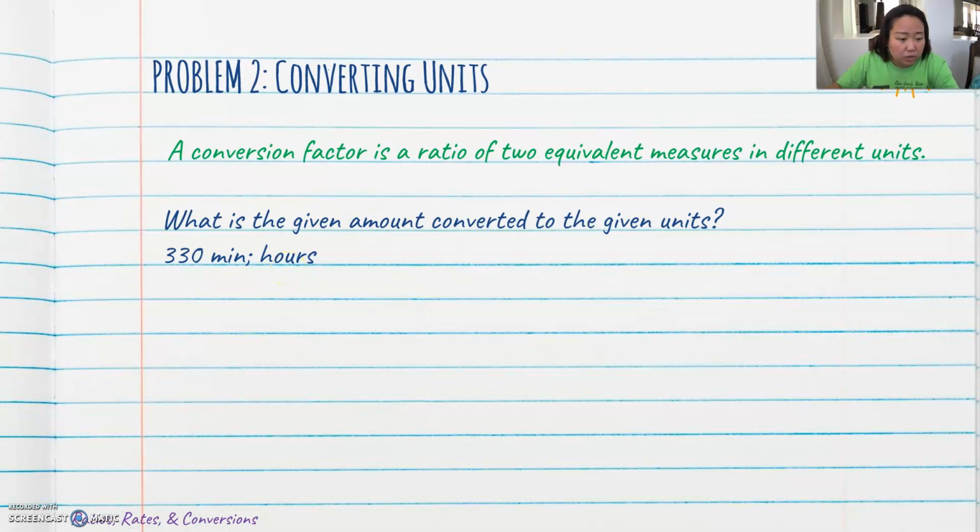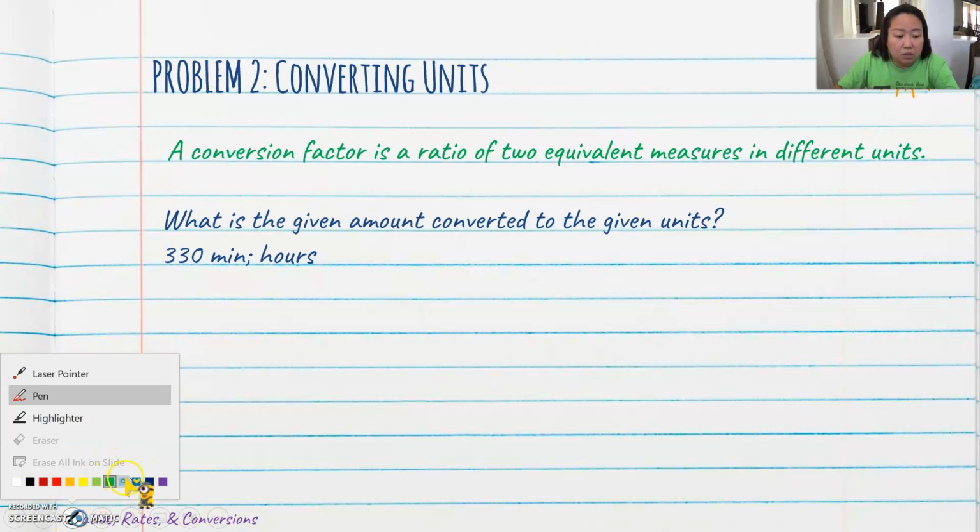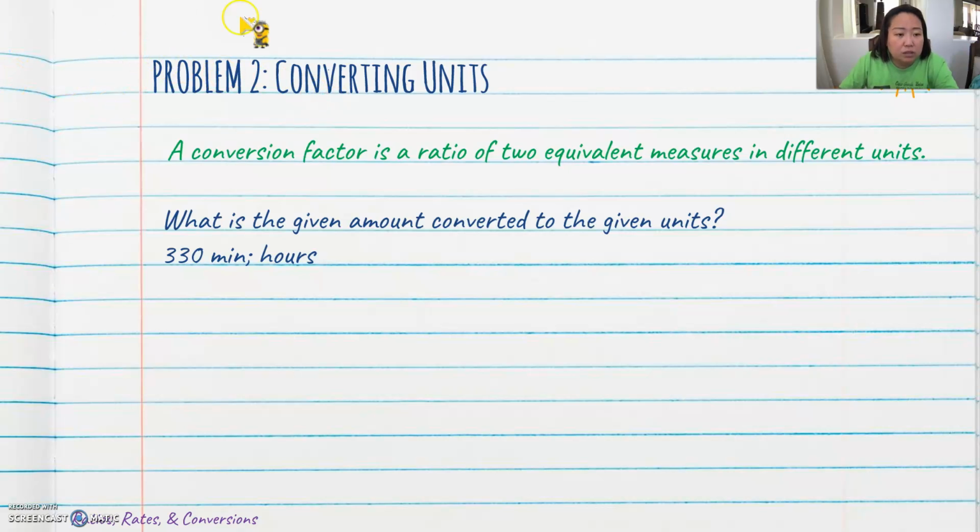First, we need to make sure that we know how many minutes are in an hour, or how many hours in a minute. Minutes is the smaller unit of time. We know that 1 hour is equivalent to 60 minutes, okay? And so if we are going to work out the conversion, we are given 330 minutes. What you can do is multiply it by a unit factor, our conversion factor.